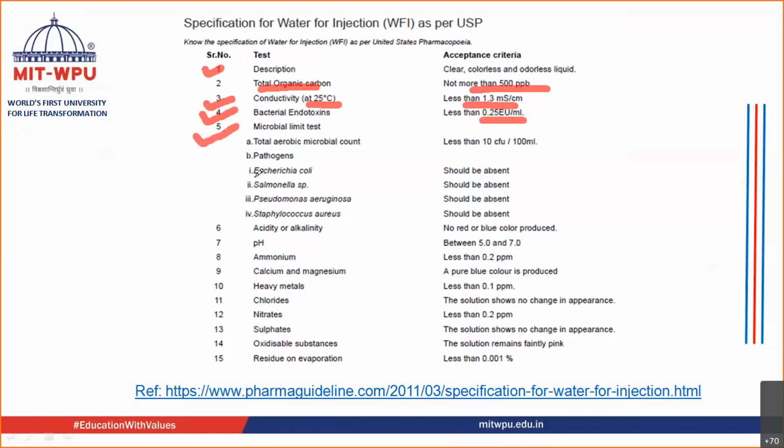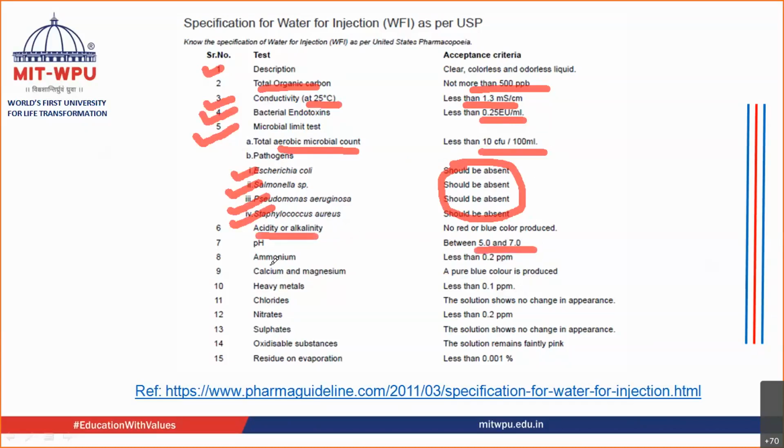Then it talks also about the microbial limits. It says that pathogens like Escherichia coli, E. coli, Salmonella, Pseudomonas aeruginosa, Staphylococcus aureus should be totally absent from water for injection, and the total aerobic microbial count should be less than 10 CFU per 100 ml. It talks about acidity and alkalinity, so it should not be acidic or alkaline in nature. The pH should be between 5 to 7.